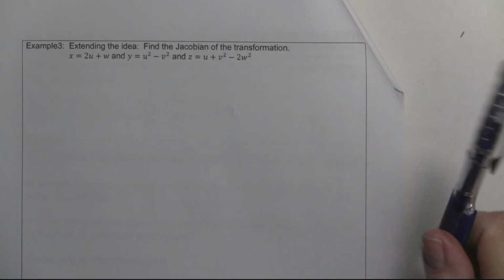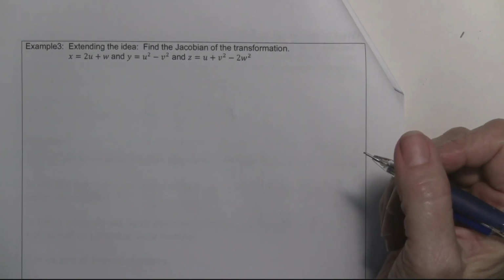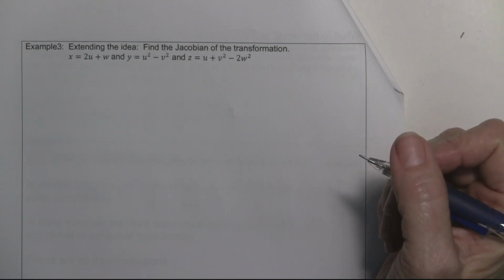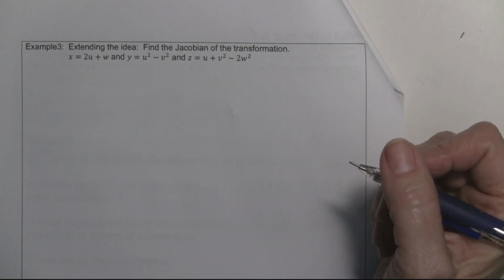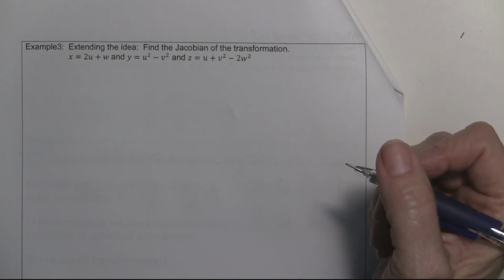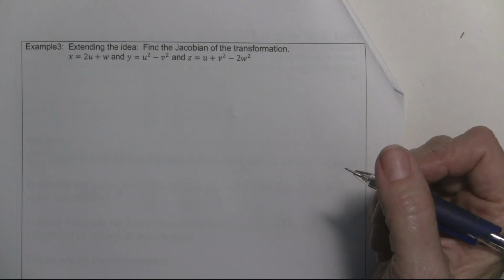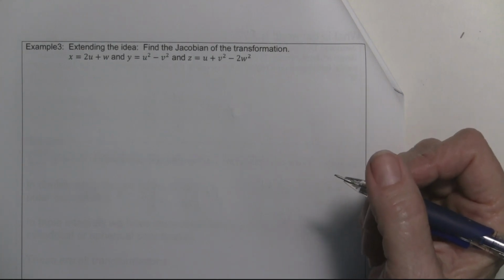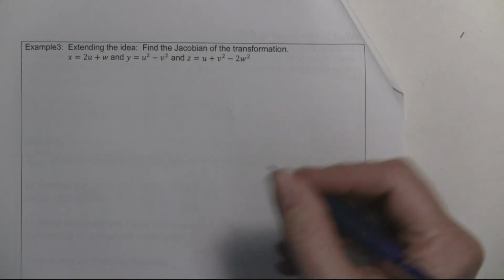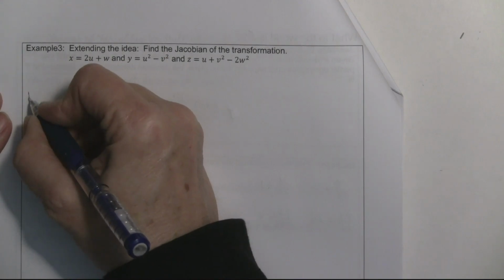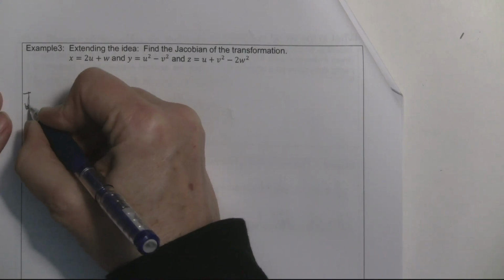That's how I am. Okay, so find the Jacobian for the transformation, and we have here x equals 2u plus w, y equals u squared minus v squared, and z equals u plus v squared minus 2w squared. So this is extending it to 3 variables. What the Jacobian would be if you extended it to 3 variables, I'm going to write it right here. There's my J for my Jacobian.